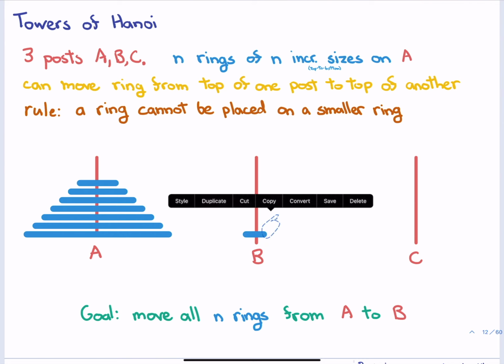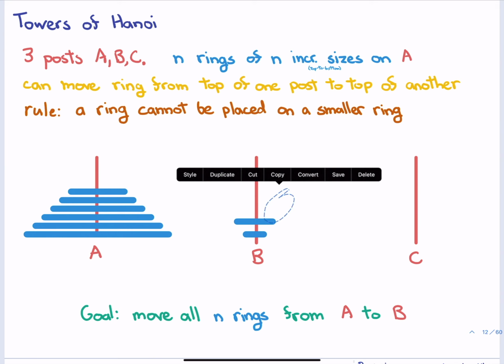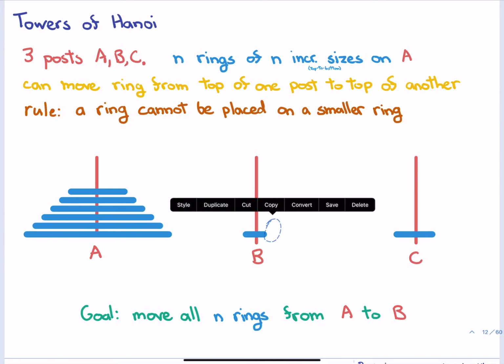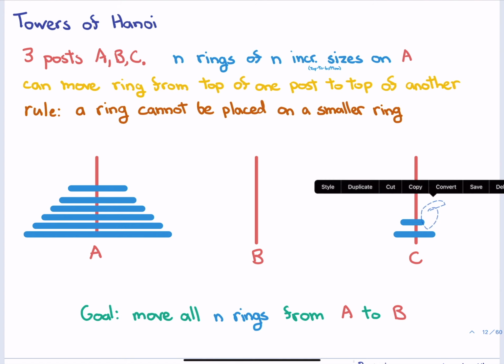Okay, so I can move the top ring to B. And then I could move the next smallest ring over, but I'm not allowed to put it on B because that's a smaller ring. At this point, I can only move it to C. Okay, and then you can do something like move this over here, or you can move this. Oh no, you can't move it anywhere. So I guess this move you'd have to go like this or something like that. Okay, so that's the idea.